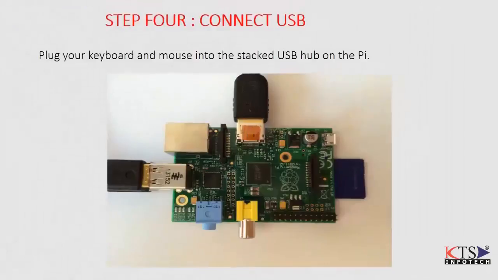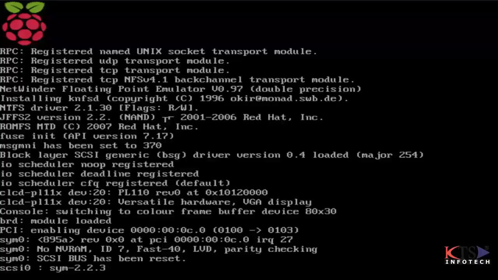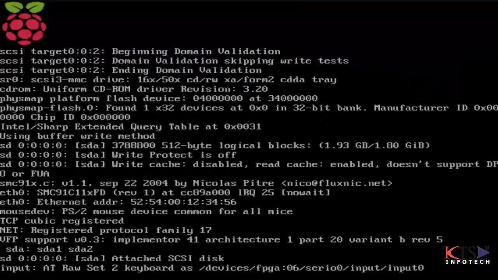Step 4. Connect USB. Plug your keyboard and mouse into the stacked USB hub on the Pi. Step 5. Connect micro USB power cable. Plug your micro USB power cable into your Pi, making sure the other end is plugged into a power supply. The boot cycle has now started on the monitor. Let's take a look at the quick process for just a moment.